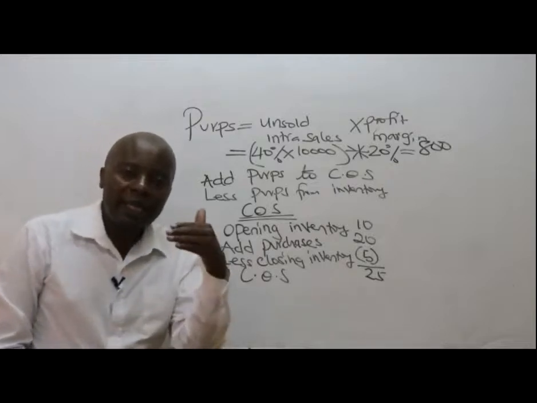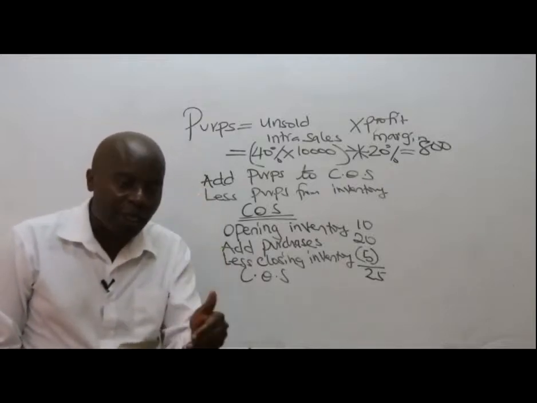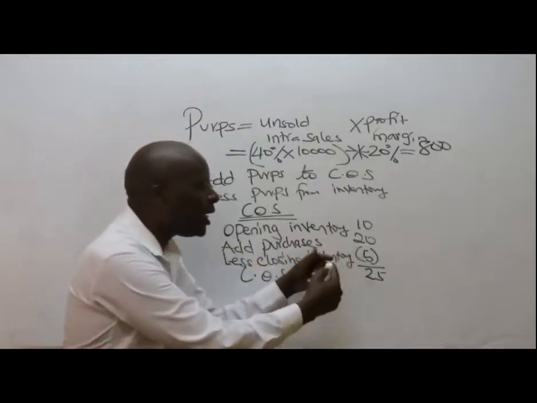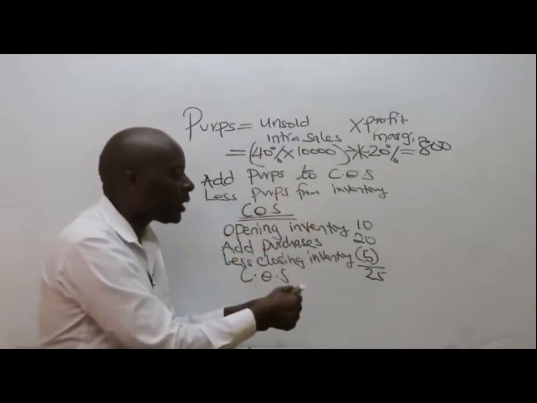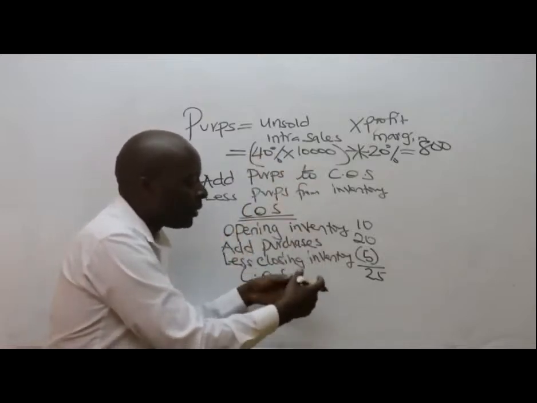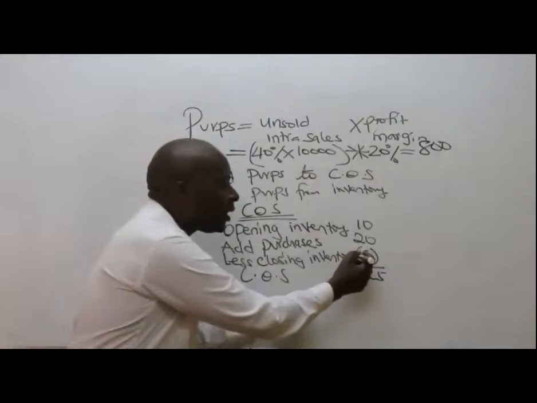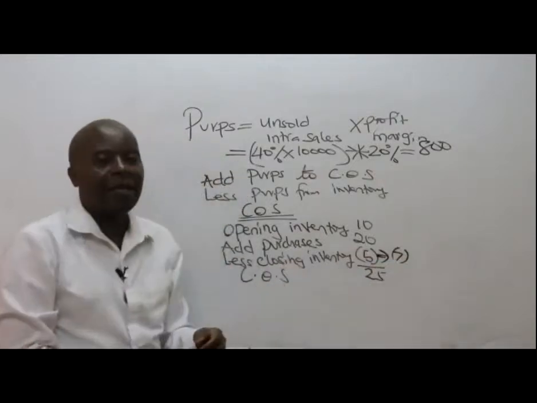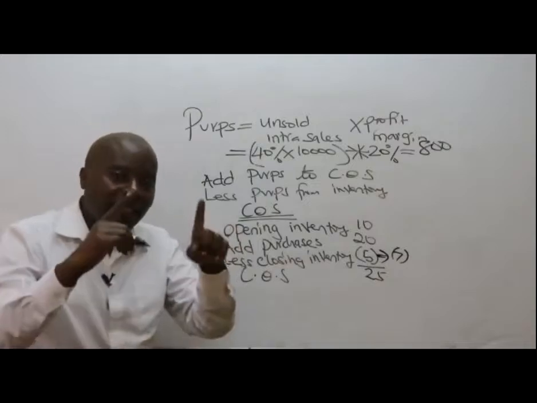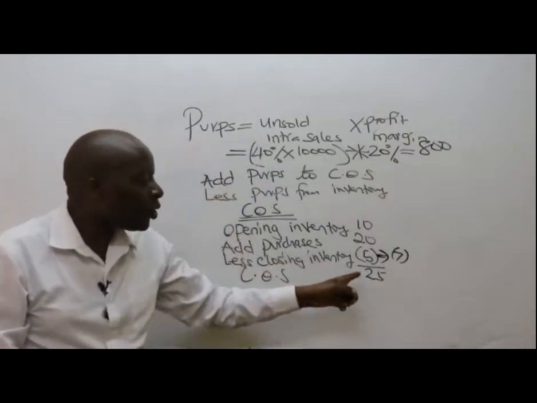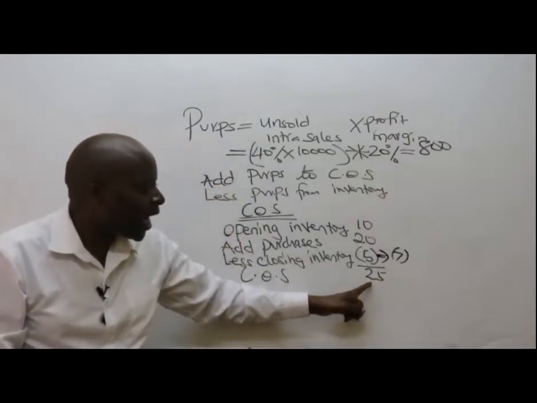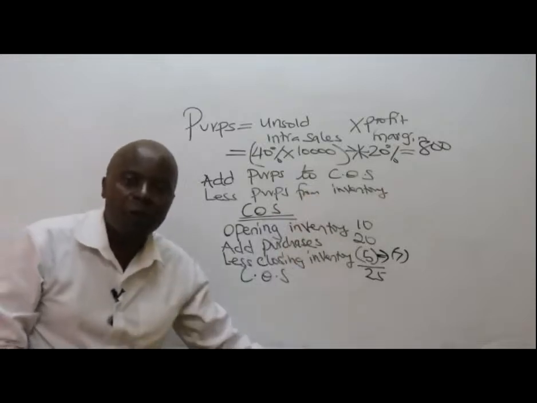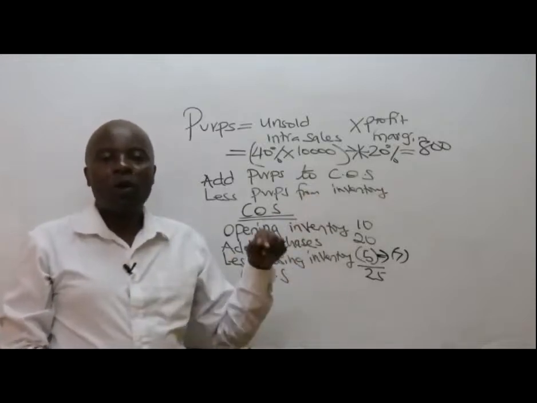When you overstate closing inventory, when this closing inventory figure is more, assuming the overstatement is 2, perhaps we were supposed to put 7 there. Assuming we just take it a little bit higher, what is going to happen to our cost of sale? Our cost of sale will go down.